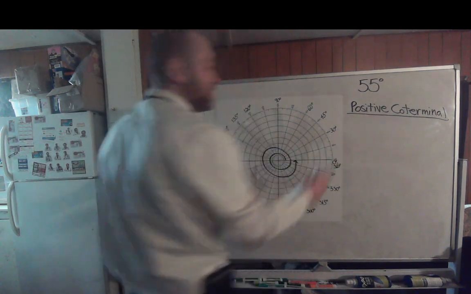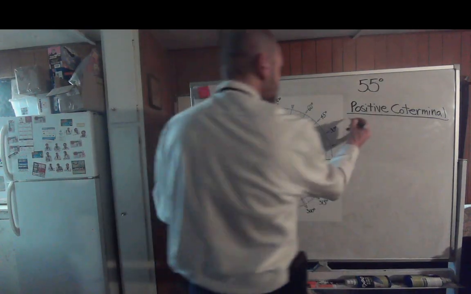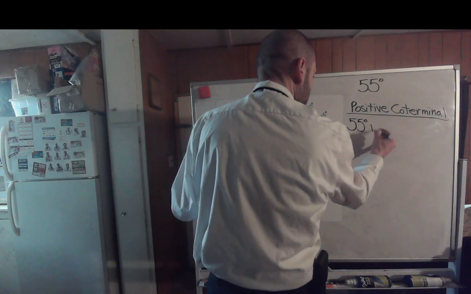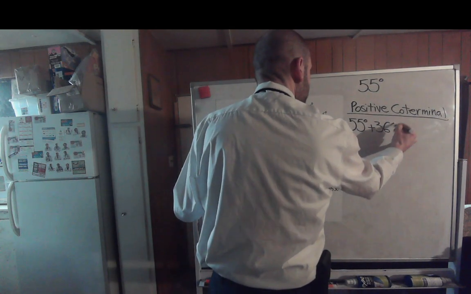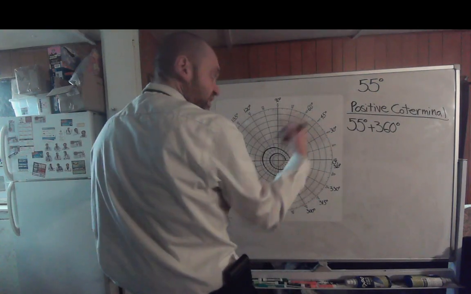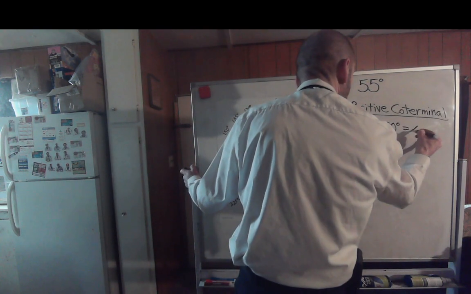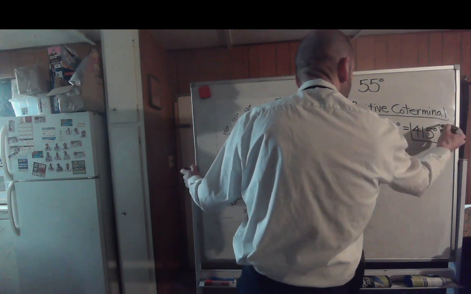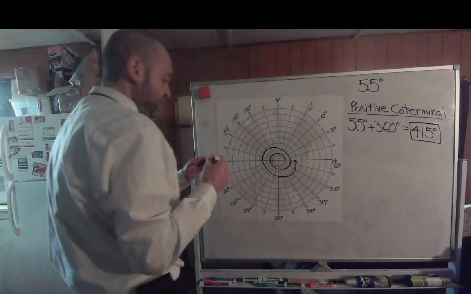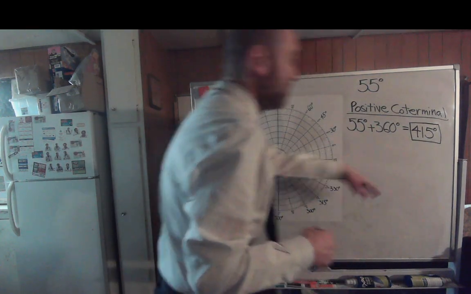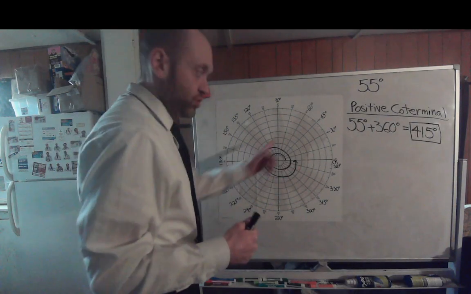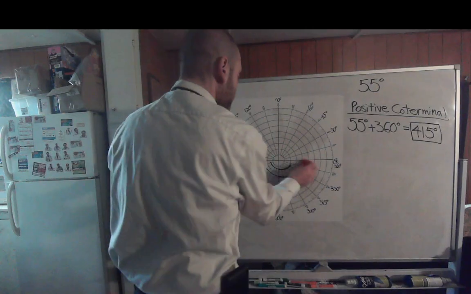To find a positive coterminal angle, you'll take that 55 degrees and you'll add 360 degrees to it. 55 plus 360, that's 415 degrees. So 55 degrees is the same as 415 degrees. You would get the same measurements there. The only difference is it's a whole other trip around the circle for 415, right?